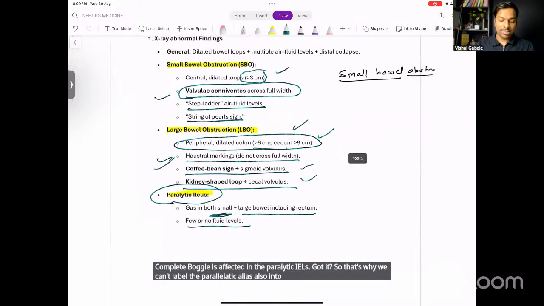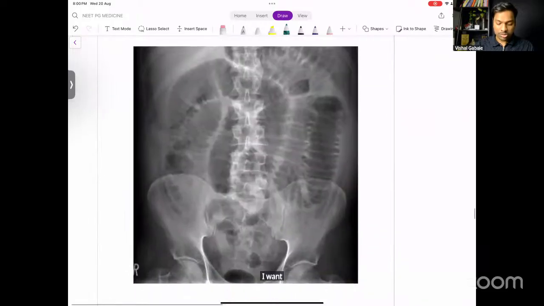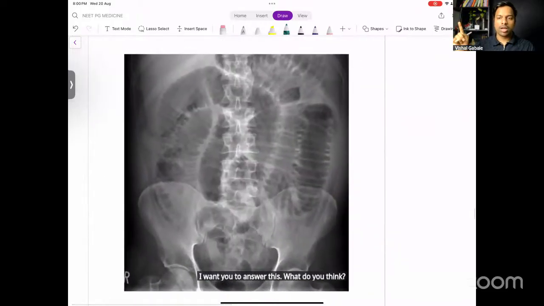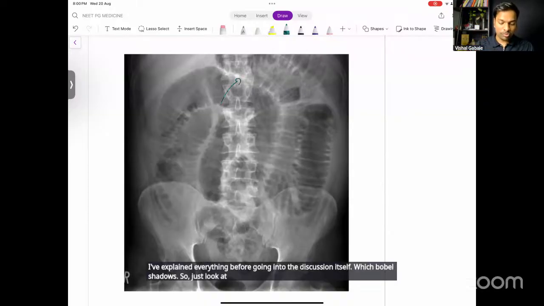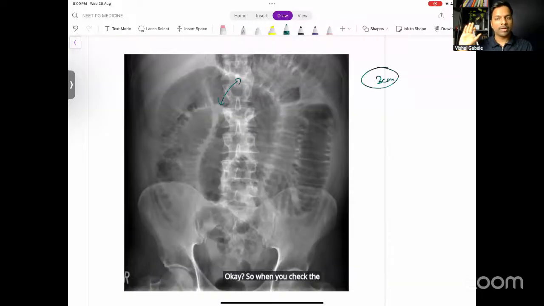Okay, so now let's see the X-rays. I want you to answer this. What do you think? Just comment quickly. This is very easy. I've explained everything before going into the discussion itself. Which bowel shadow? Just look at this distance. It's obviously more than 3 centimeter. When you check the X-ray in your hand, you have to measure with a scale, and it is more than 3 centimeters. So what do you think? And what are these lines?